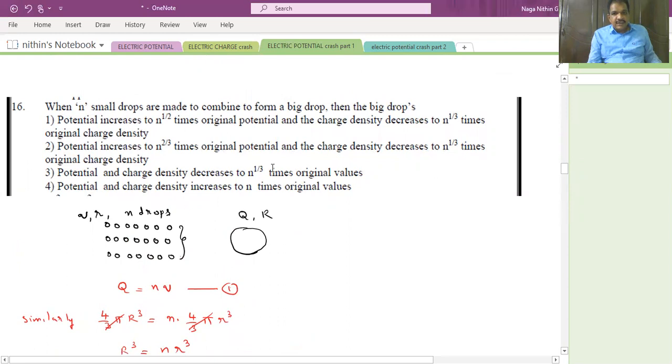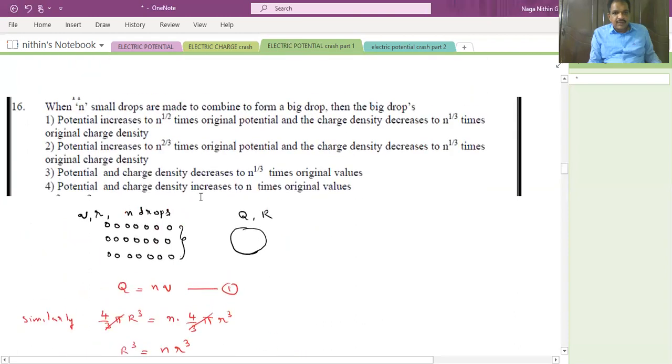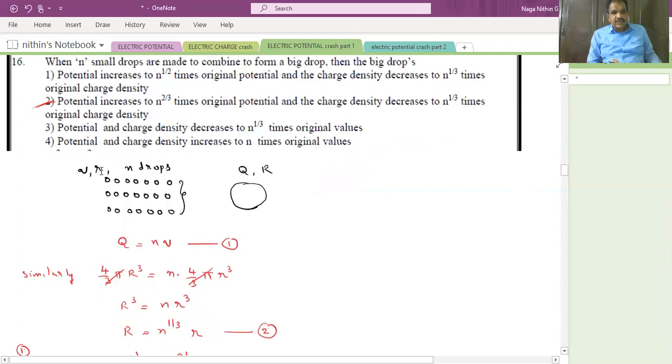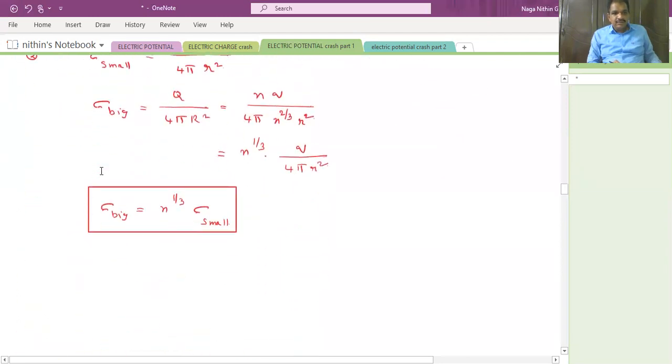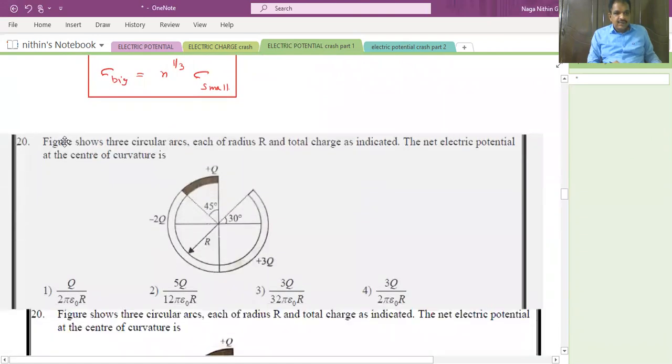Charge density decreases to n power 1 by 3. Potential, how much? N power 2 by 3. And it will become n power 1 by 3. So this will be the answer for it. That is the 16th question. Next, see the 20th.